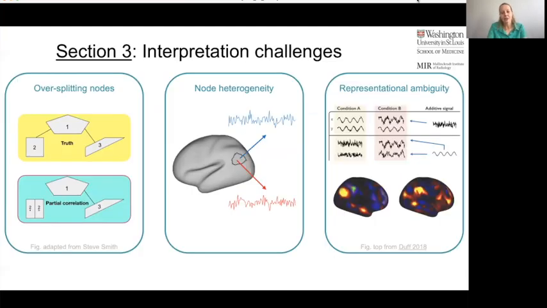So in the last section of my talk, I want to discuss a few different gotchas or challenges in relation to interpreting network neuroscience results that come out of the definition of the nodes.